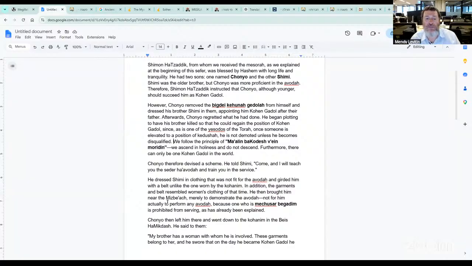He then brought him near the Mizbeach merely to demonstrate the avoda, not for him to actually perform the avoda, because one who is mechusar begadim is prohibited from serving, as has already been explained. Meaning, what we're learning from this is that the Rambam takes the opinion that Chunya was doing everything properly. He was a God-fearing person, like the story of the 3 weeks, right? He was struggling with tremendous sinas chinam, hate. So he was religious, but he was suffering with hate.